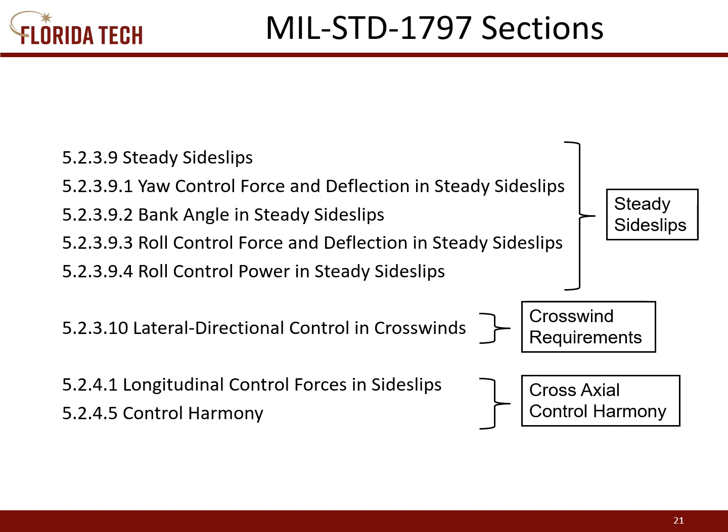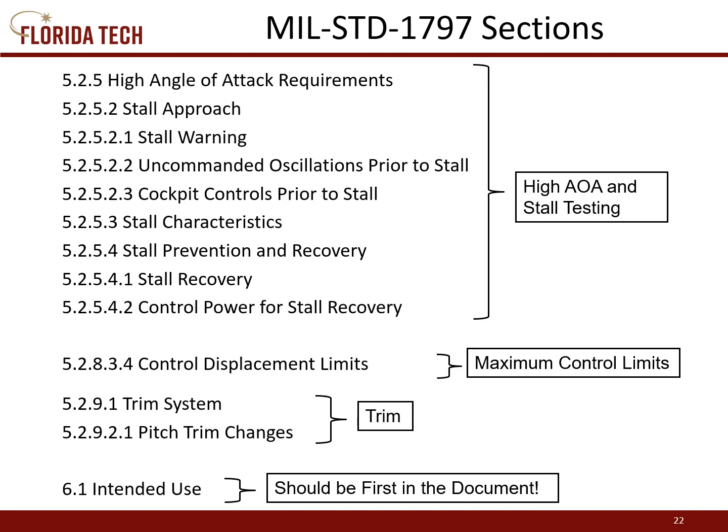Section 5 deals with steady side slips, crosswind requirements, and cross-axial control harmony. And finally, Section 5 brings in high angle of attack and stall testing, maximum control limits, and the ability to trim the aircraft. And ironically, Section 6 covers the intended use, or the mission, which I would think would be first in the document, but here it turns out in Section 6.